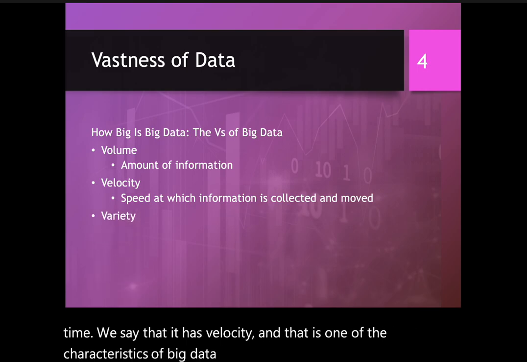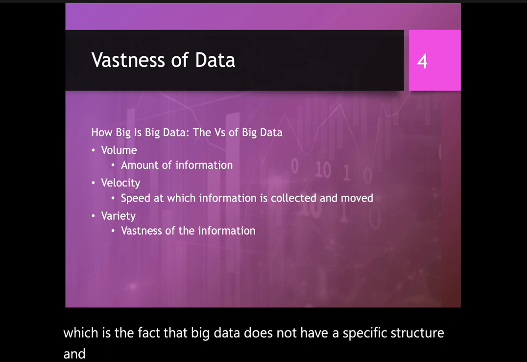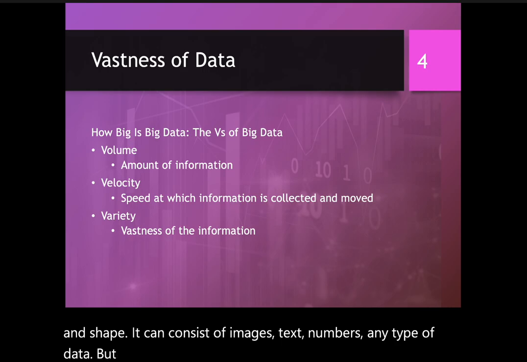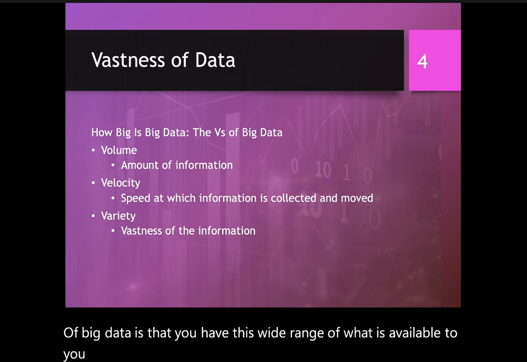And finally, the last V refers to variety, which is the fact that big data does not have a specific structure and shape. It can consist of images, text, numbers, any type of data. But that is one of the key characteristics of big data, is that you have this wide range of what is available to you in terms of the type of information that has been gathered.